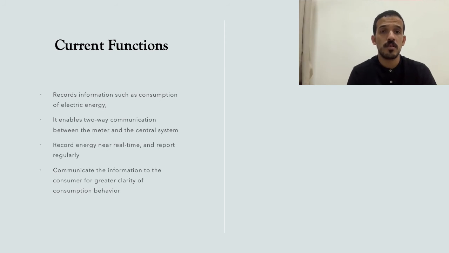The first of the current functions of the smart meter is to record information such as the consumption of electric power. The second is to enable two-way communication between the meter and the supplier. The third is to record energy in near real time and report regularly throughout the day. And lastly, to communicate the information to the consumer for greater clarity of consumption behavior.